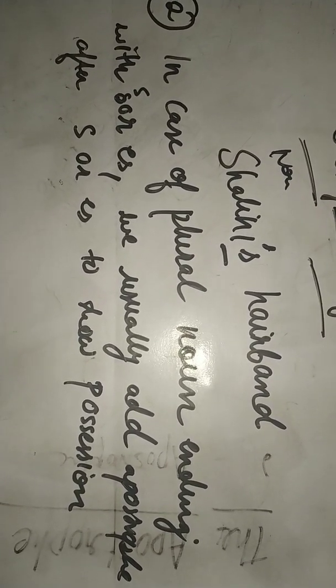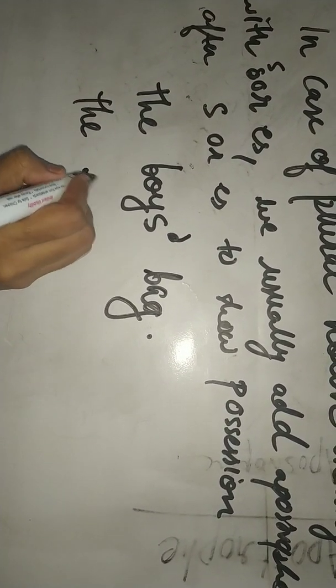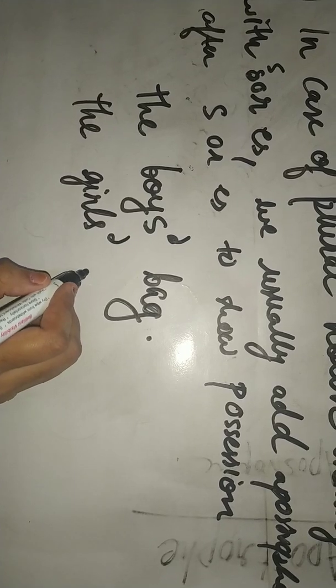Okay, for example, see here boys is a plural noun. So we will put the apostrophe after the s, so it will become the boys' bag. Here girls is a plural noun, so we will add the apostrophe after the s, the girls' doll. Clear? Okay, but there is one exception.